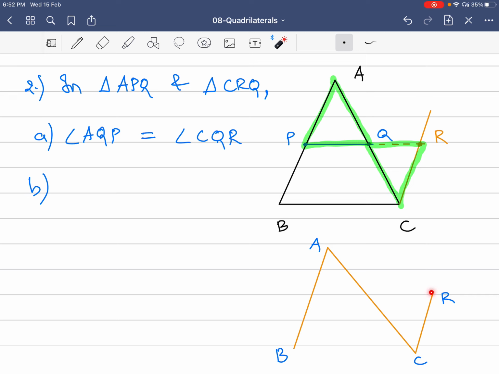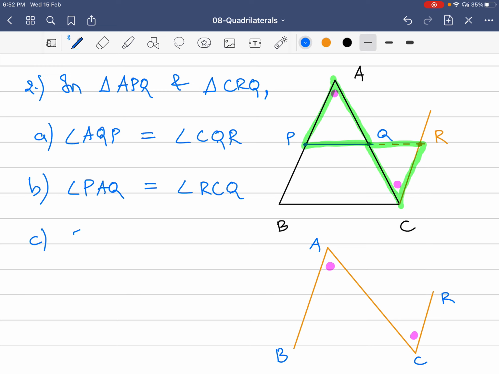We know that if we draw a parallel line and this is a transversal, then the alternate interior angles, let me use a highlighter, these alternate interior angles are equal to each other. So similarly, here this angle is going to be equal to this angle. Angle PAQ is going to be equal to angle RCQ. Why? Because they are alternate interior angles for these parallel lines with this as a transversal. So that's the second point.